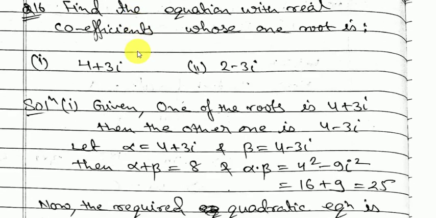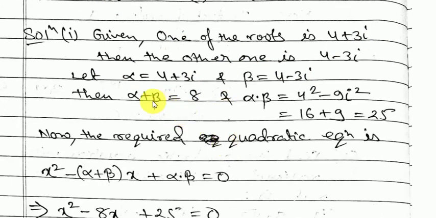Question number 16. Find the equation with real coefficients whose one root is this. So here you can see 4 plus 3i is one of the roots of a quadratic equation. It is an imaginary root, so the other root is 4 minus 3i, the conjugate. So given one of the roots is this, the other one is 4 minus 3i. So now you have the two roots, and the rest you know how to do.